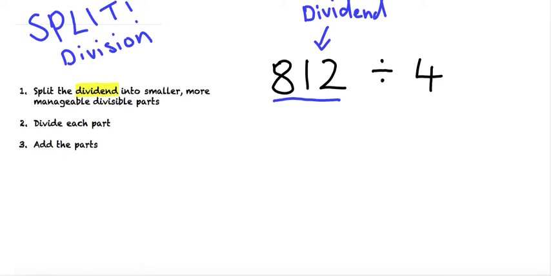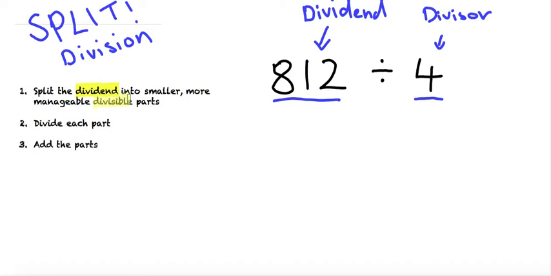And while we're on that, let's look at what this number is called. This number is called the divisor. And the divisor is the number of groups we're sharing into. So the dividend is the amount we're sharing, and the divisor is the number of groups we're sharing among. Okay, so split the dividend into smaller, more manageable, divisible parts.